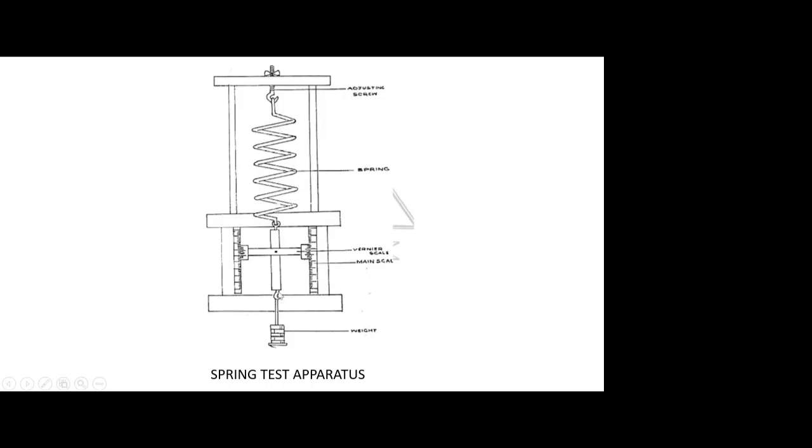And the load that we are applying is in the form of slotted weights. We have a hook, and this can carry the slotted weights which we can keep. For every slotted weight, we can measure the corresponding deflection. This scale can be set to 0 as the initial reading, or we can set it to any marking, and we have to find the corresponding deflection by subtracting the initial reading.